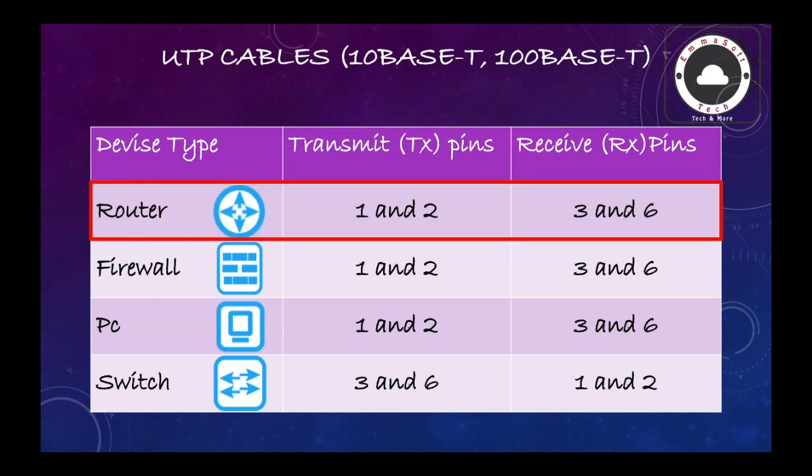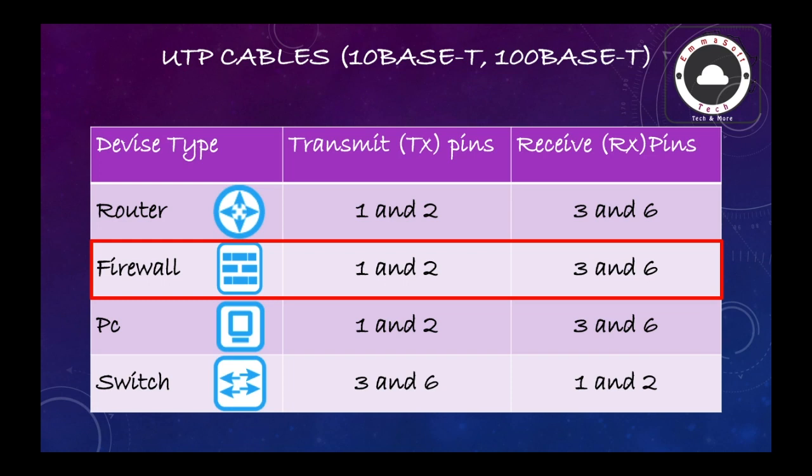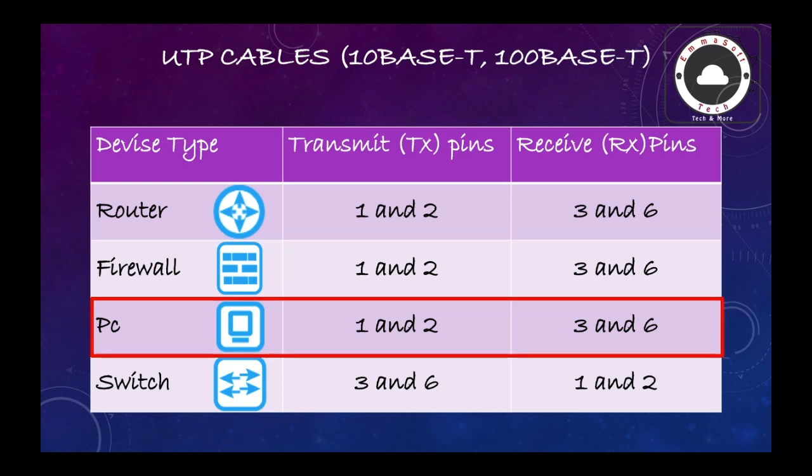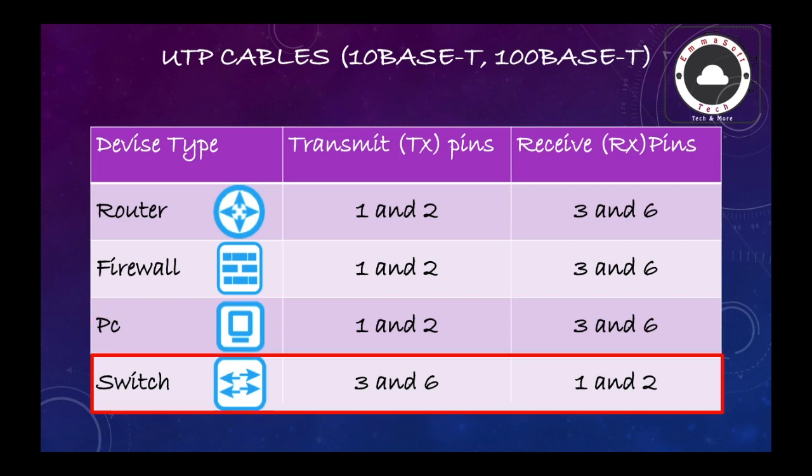So they transmit on 1 and 2 and receive on 3 and 6. Then also firewalls transmit on 1 and 2 and receive on 3 and 6. PCs also, like the ones before, transmit on 1 and 2 and then receive on 3 and 6. So it is the switch that is different from the rest. It transmits on 3 and 6 and receives on 1 and 2. So you need to be familiar with this.